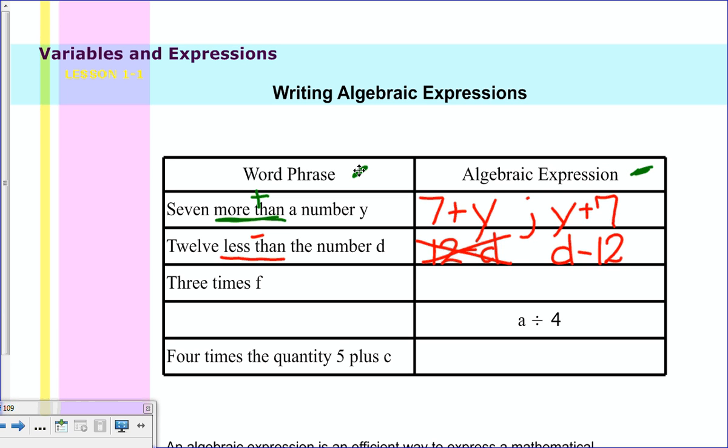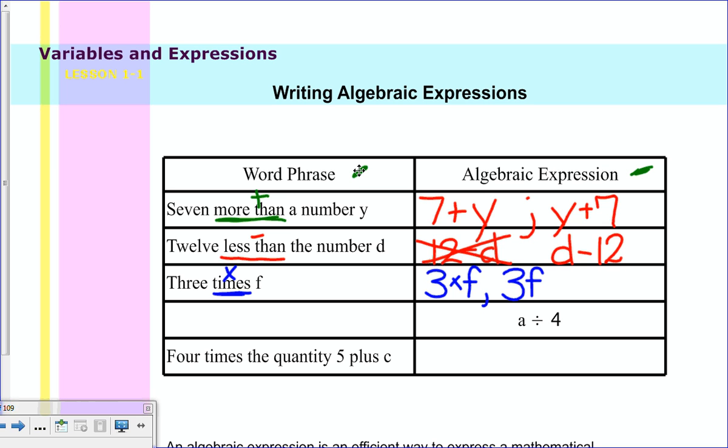All right, then we have the third one, 3 times f. Again, that times tells me what operation, and that means to multiply. So I could write 3 and then that times sign f. Or, as I said, you don't even need that times sign in there. You could just write 3f. Means the same thing. All right, then we have this fourth one where we're working backwards.